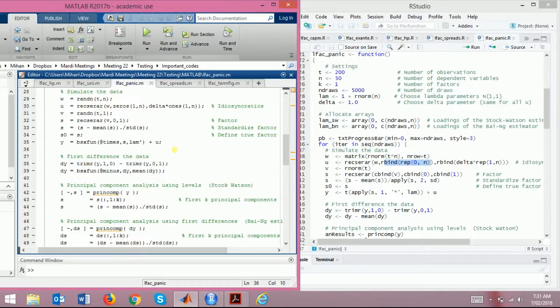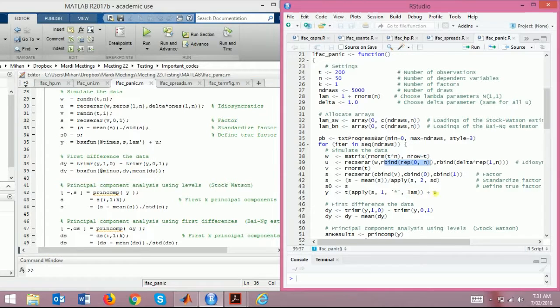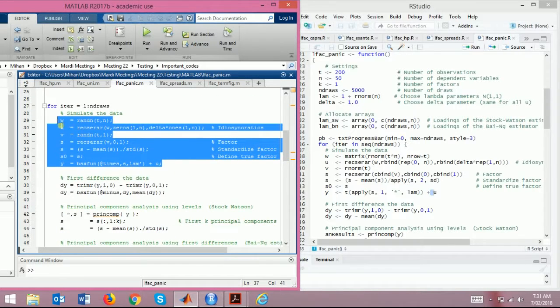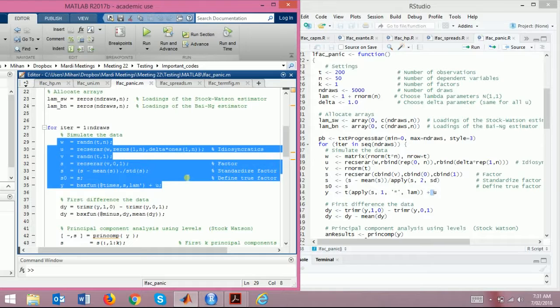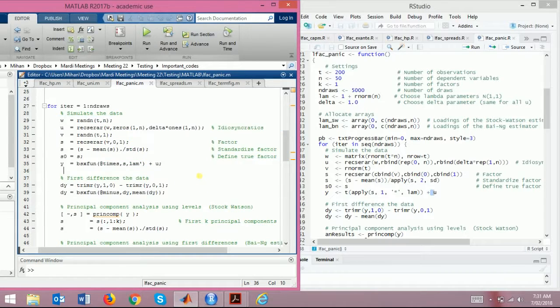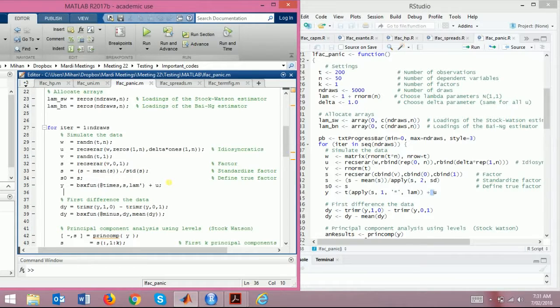Then we have to find y from there, which is basically s times lambda transpose, just like before. So from s we find lambda, very simple. So this is what we did, principal component estimation. And then iteration 1 to n rows. So we are not thinking about the for loop again.